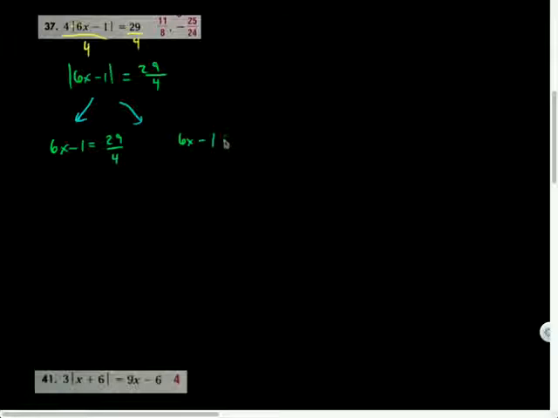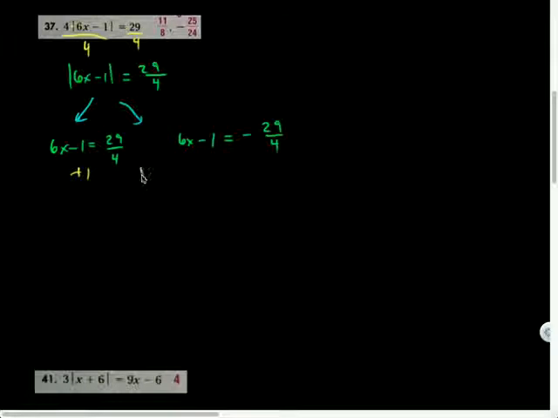6x minus 1 equals negative 29 fourths. Now, you guys want to kill the fraction? You want to work through it? Let's see, I'll work through one side and I'll kill the fraction on the other side. How about that? This one's for the customer, so that'll be good.